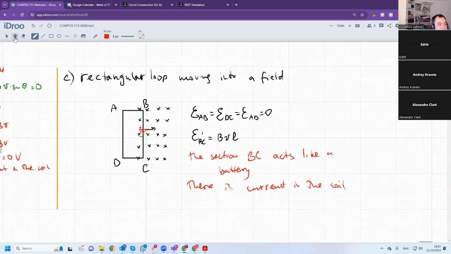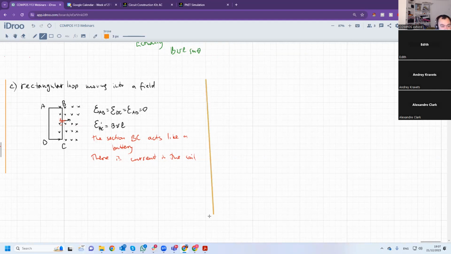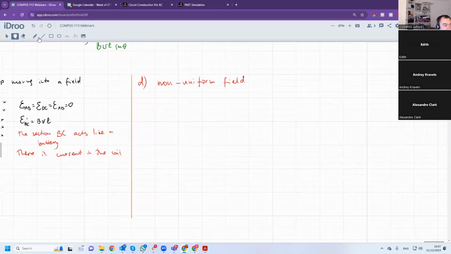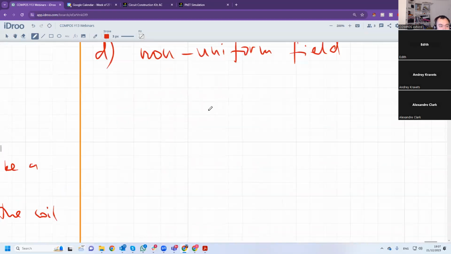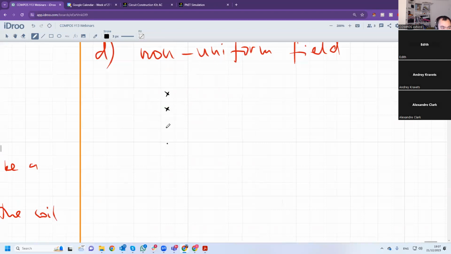And finally, we have a rectangular loop moving in a non-uniform field. That's case 3, D, non-uniform field. So we have a coil, and you can see that, for example, the field looks like this.